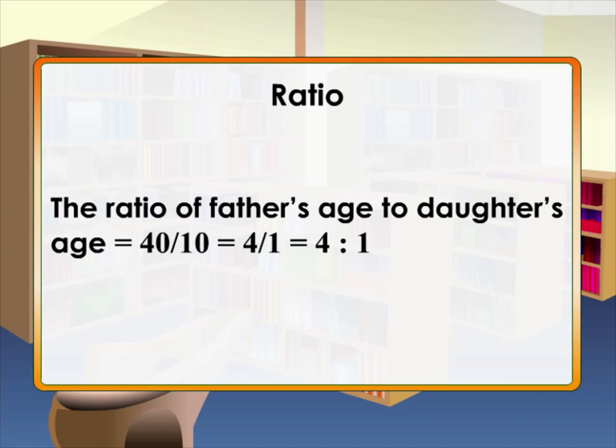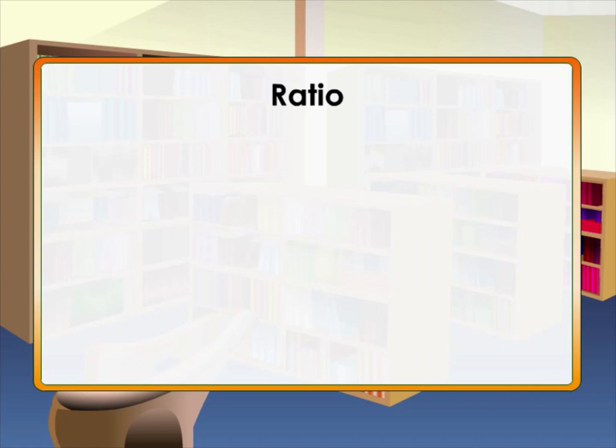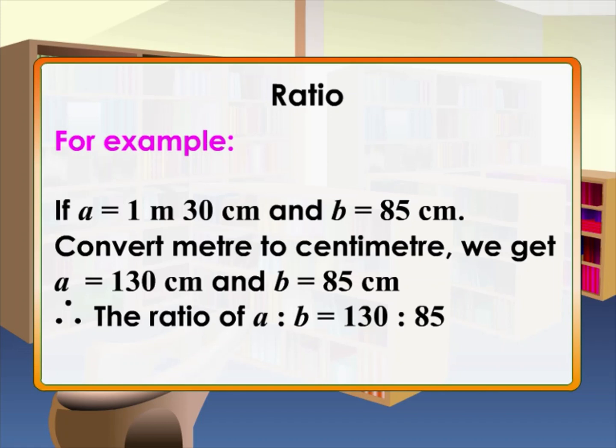Two quantities can be compared only if they are in the same unit. For example, if A is equal to 1 meter 30 centimeter and B is equal to 85 centimeter, we convert A as 130 centimeter and B is equal to 85 centimeter, and the ratio A is to B is 130 is to 85.